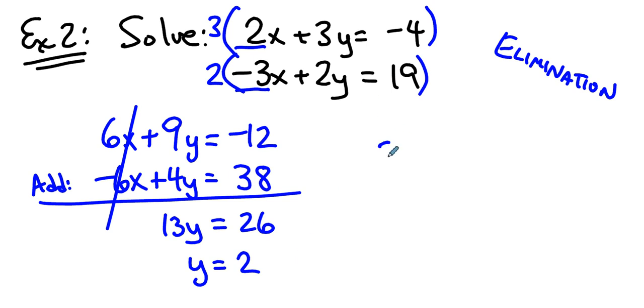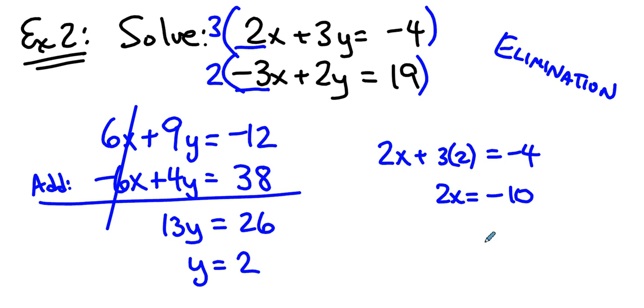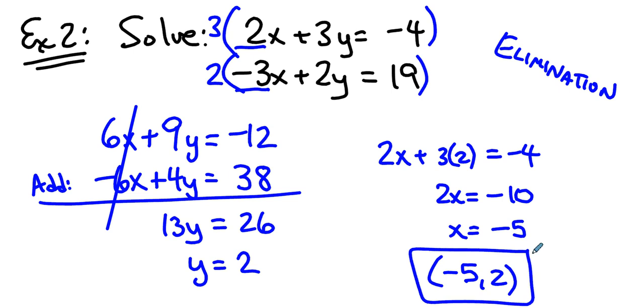The first equation says that 2x plus 3y is negative 4. Could have used the second equation. First equation is just fine. So 2x plus 6, subtract that over, and then divide by 2. And so we have x is negative 5. We're looking for the ordered pair where these two lines cross. x comes before y. That's the ordered pair where those two lines cross.